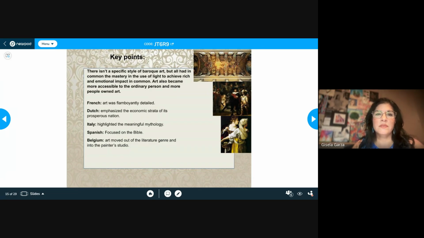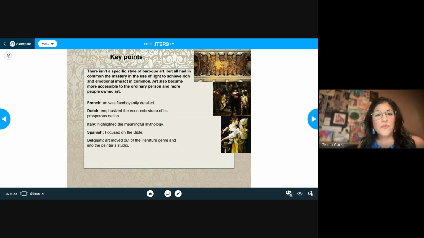So, key points from this time period, Baroque. There isn't a specific style of Baroque art, but all had in common the mastery of the use of light. It could be about townspeople, it could be a story in the Bible. The artwork did not have to be just from the church during the Baroque time period, but the lighting is all the same. They had emotional impact and great lighting. And now artwork became more accessible to the ordinary person, so more people owned art.